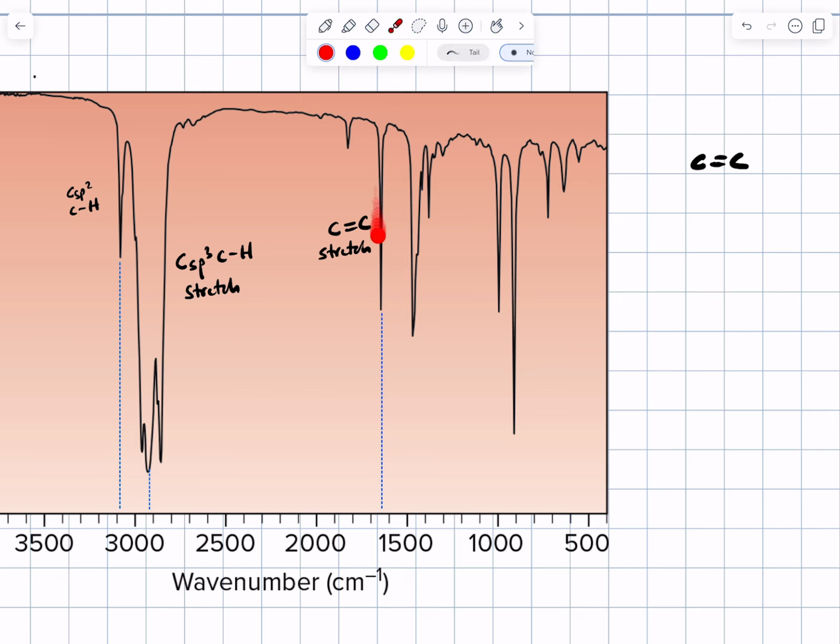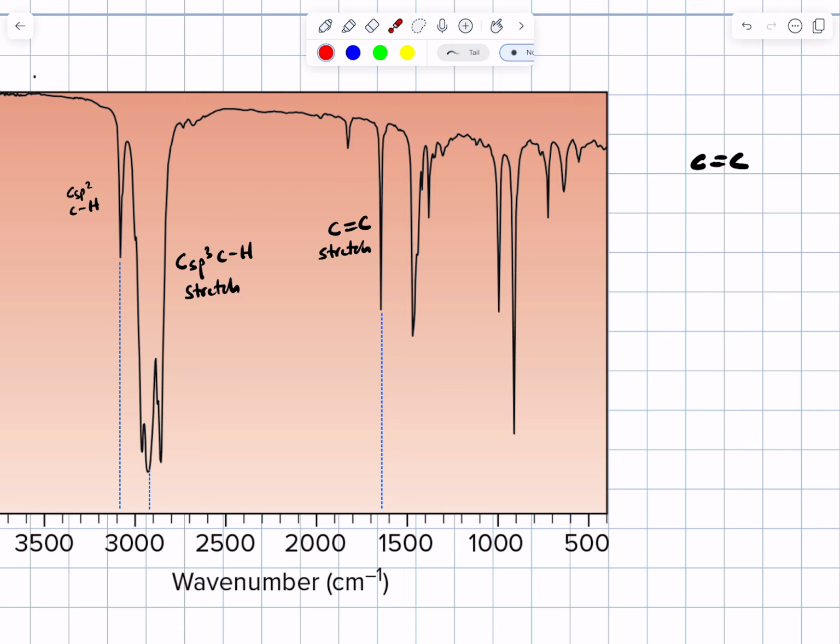These ones are difficult to recognize because they're so close to this messy region below 1500 where who knows what's going on. But a sharp peak above 1500, not quite at 16 or 1700, and certainly not very deep or intense, can be consistent with a carbon-carbon double bond.